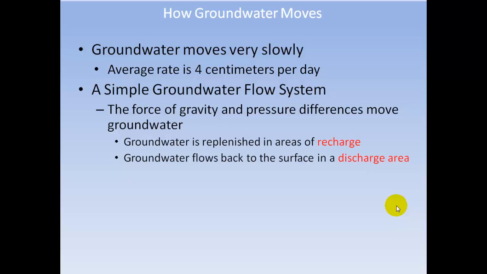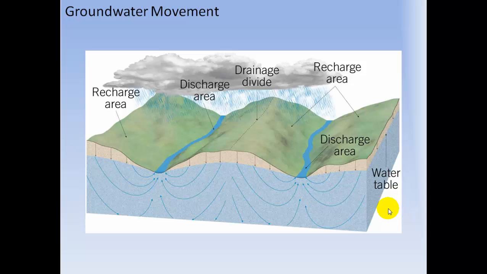Simple groundwater flow system. The force of gravity and pressure differences move groundwater. Groundwater is replenished in areas of recharge. Groundwater flows back to the surface in the discharge area. So here we have groundwater movement, and here's our water table. This is a recharge area, where water infiltrates into the ground to add water to the groundwater. The discharge area is where the stream is gaining water from the groundwater. Here's a zone of recharge, and here's another discharge area.